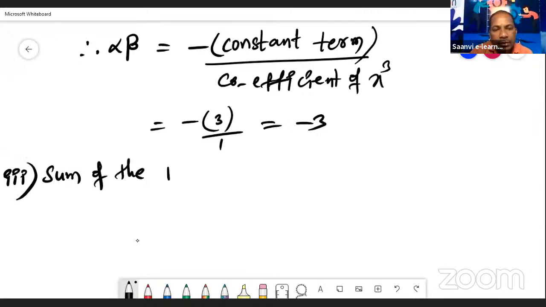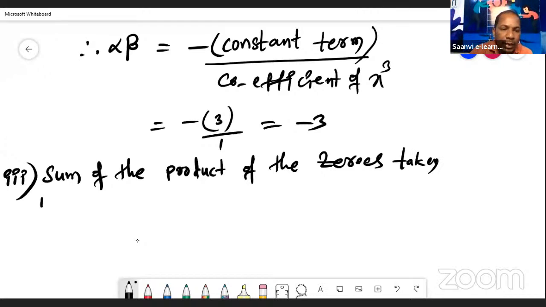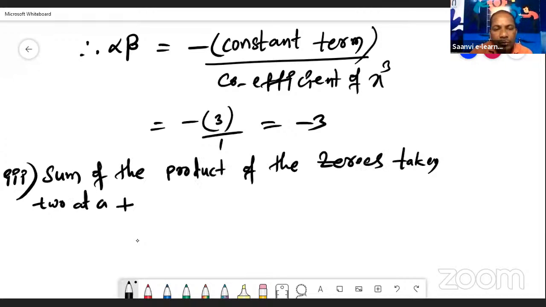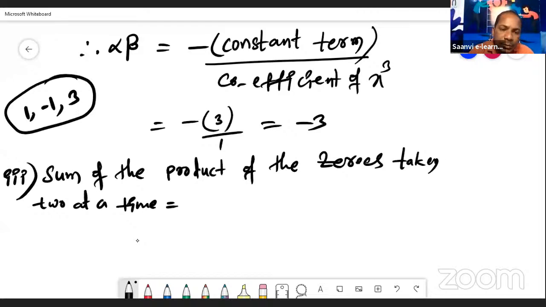Sum of the product of the zeros taken two at a time. Okay, children. The 3 zeros are 1, minus 1 and plus 3. These are the 3 zeros. So we should take 2 zeros at a time.